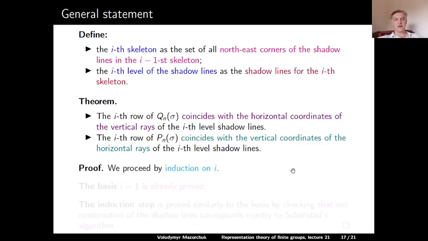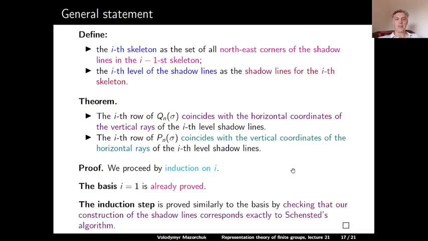The proof proceeds by induction on i. So the basis, this is for the first row, this we have already proved. And for the induction step, one just notes that the construction of northeast corners explicitly records the information provided by the bumping procedure in the Schensted insertion algorithm. So this proves this theorem.